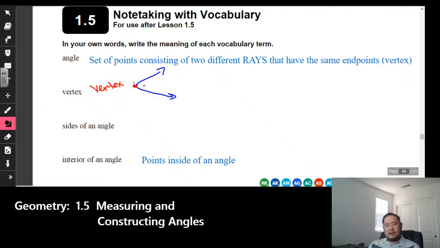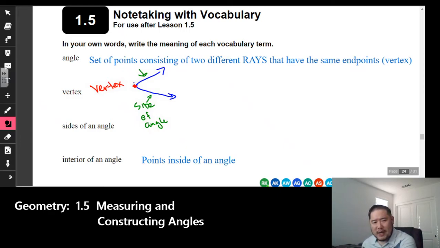When we look at this diagram, this right here would be the side of an angle, and there would be two. One right here, and there's also this one right there. That would be a side of an angle, or sides, because it takes two sides to make up an angle. Unless we have a straight angle, which happens to be pretty much a straight line.